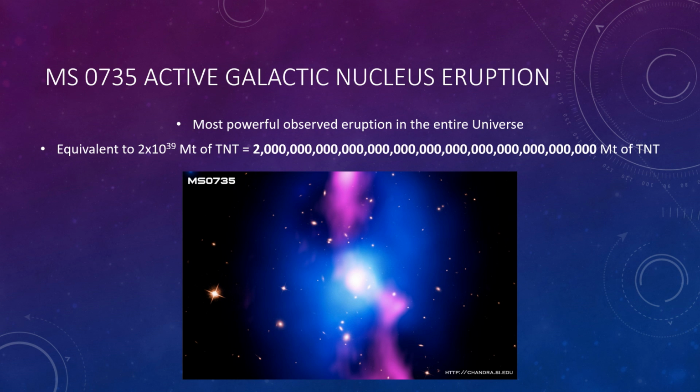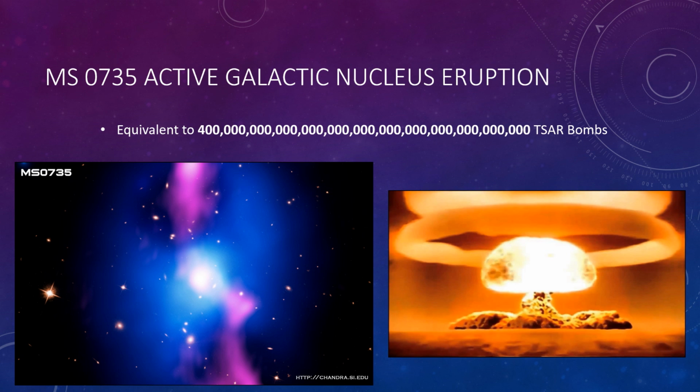So let's try to bring it down in scale a little bit. Well, that eruption is equal to that many Tsar bombs going off at the exact same time at the same place. Still a number that I can't even say. I don't know what it is. It's just a huge number. So if you were to detonate that many Tsar bombs at the same time in the same location, you'd get something comparable to this eruption.